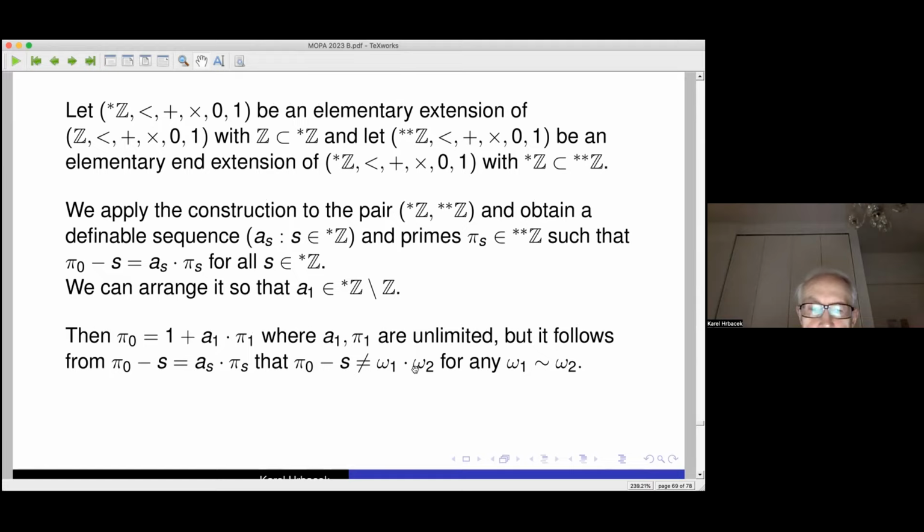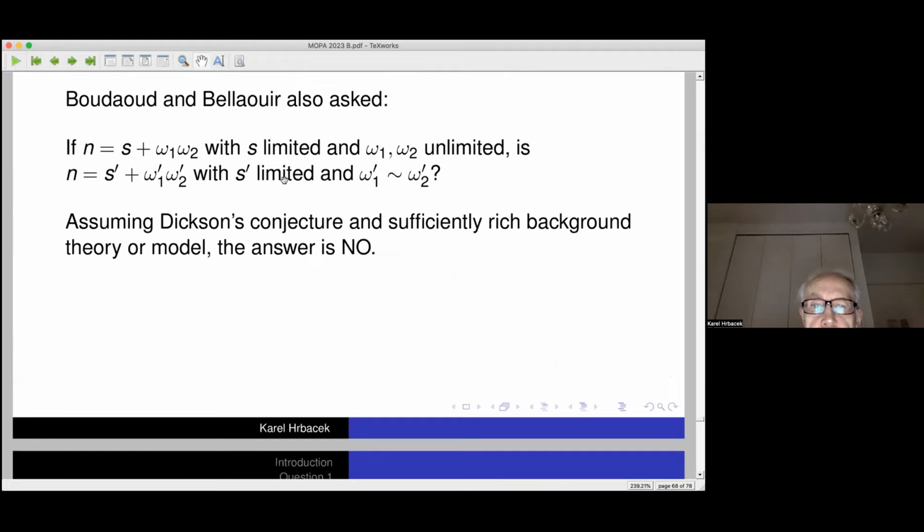We cannot write pi 0 minus s in the form omega 1 times omega 2 for omega 1, omega 2 of the same size, because if we did, well, then this would equal to that, and the prime number pi s would have to divide one of these factors, and the other factor would have to be limited because it would have to divide a sub s. So this shows that this conjecture is false.